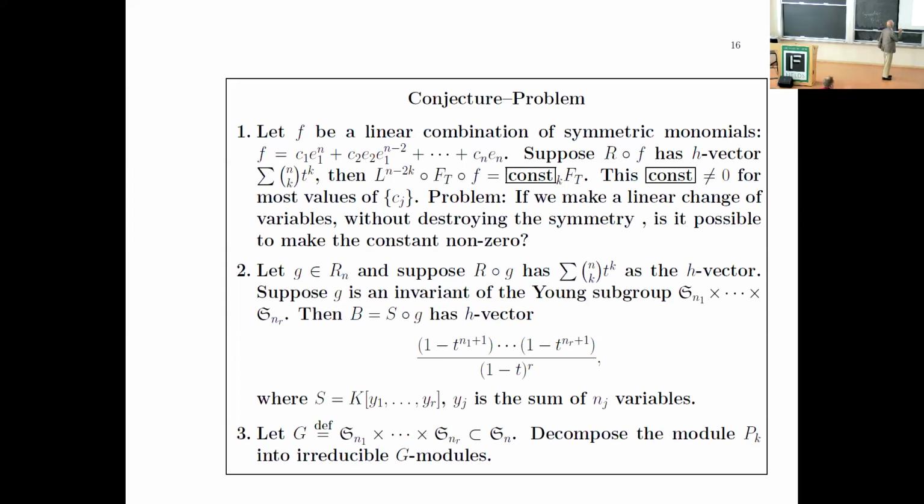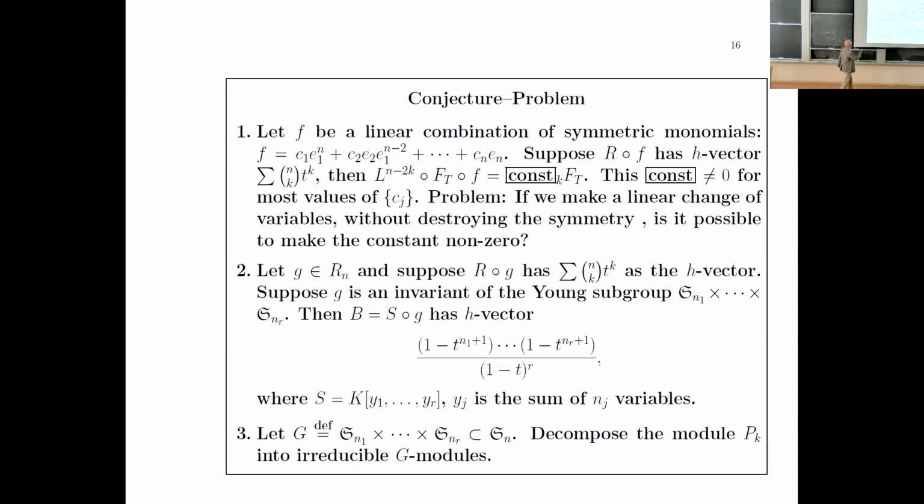The statement in item 1 says: let F be a linear combination of symmetric polynomials. So F is really an n-ic. Suppose R mod F has the same H vector as the CI. CI is a complete intersection.